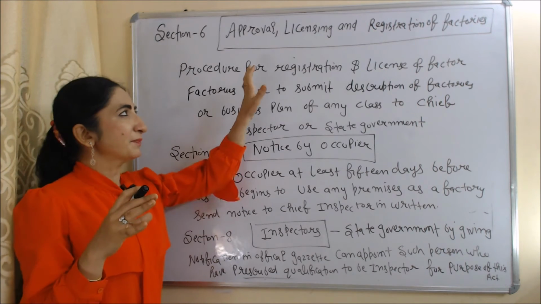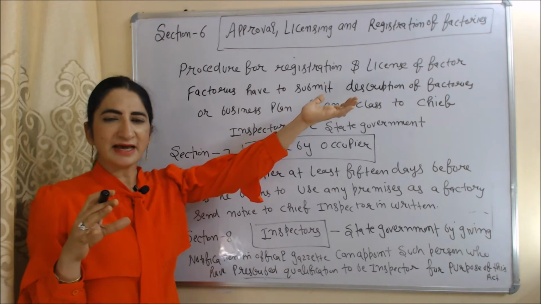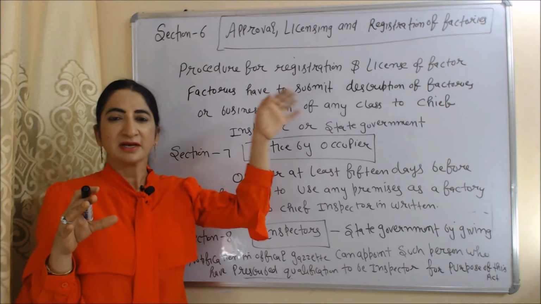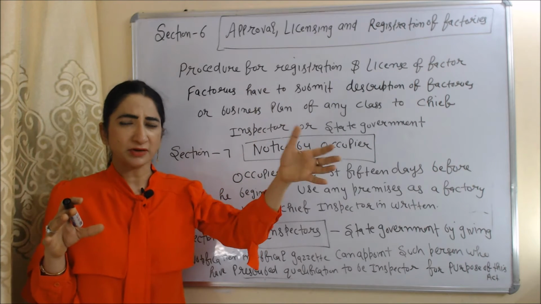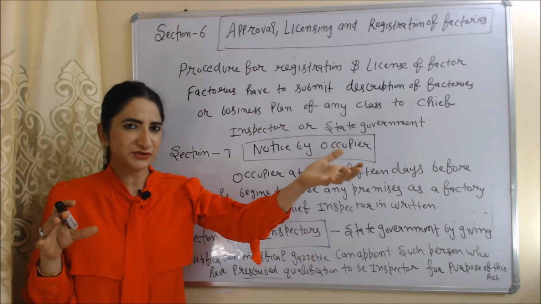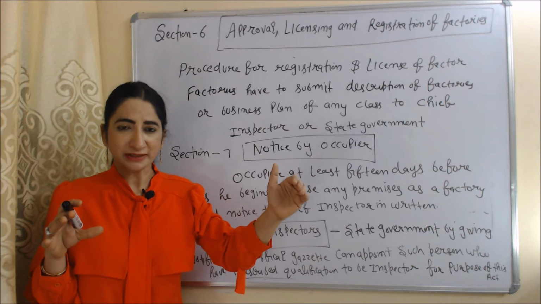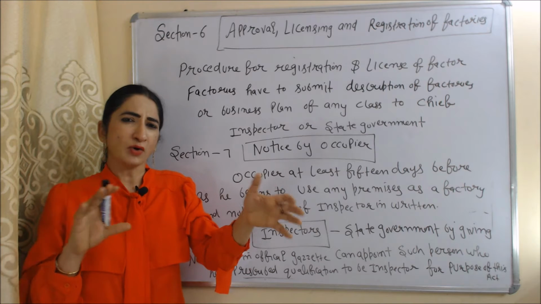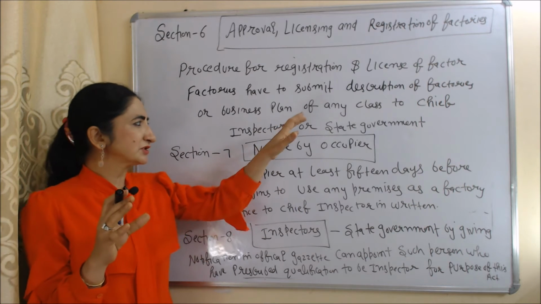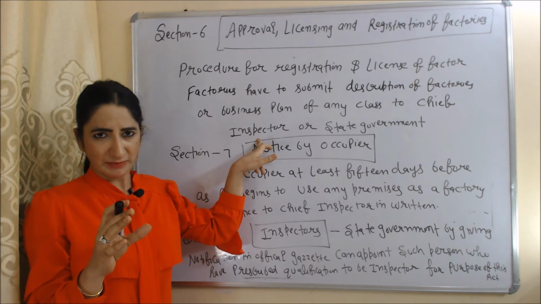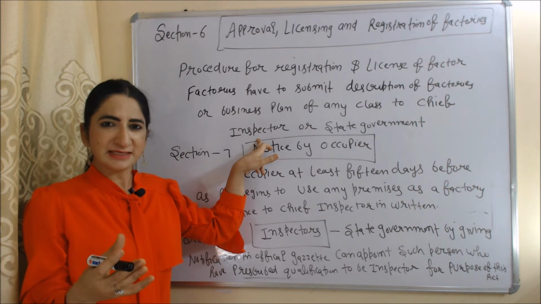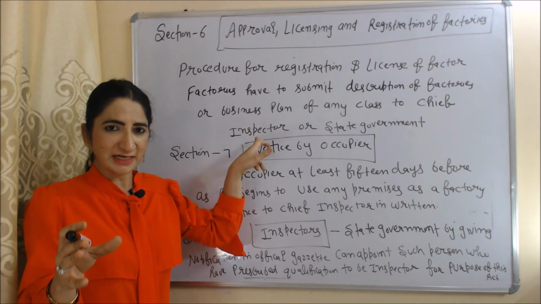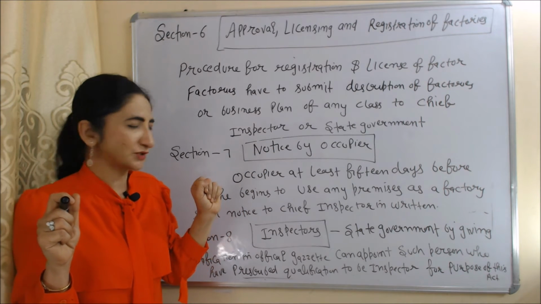Section 6, approval, licensing and registrations of factories. This section basically talks about approval, licensing and registrations of factories. For doing this, factories have to submit descriptions of the factory or any business plan to the chief inspector or state government. This means in licensing and registration, the chief inspector and state government play a very important role.